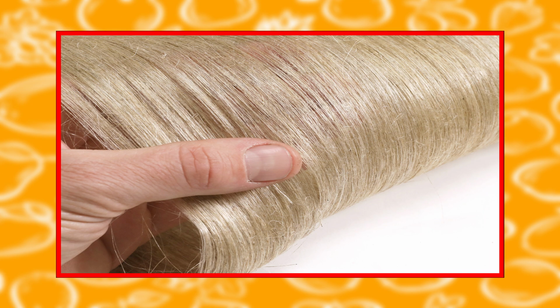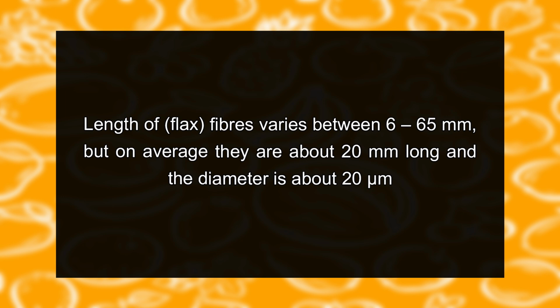Flax fibers have a soft handle and a fairly lustrous appearance. The length of fibers varies between 6 to 65 millimeters, but on average they are about 20 millimeters long and the diameter is about 20 micrometers. Flax fibers have a lumen in the center and the shape of fibers varies from polygonal to oval and irregular. The fiber cross-section form depends on variety, plant growth conditions, and maturity.